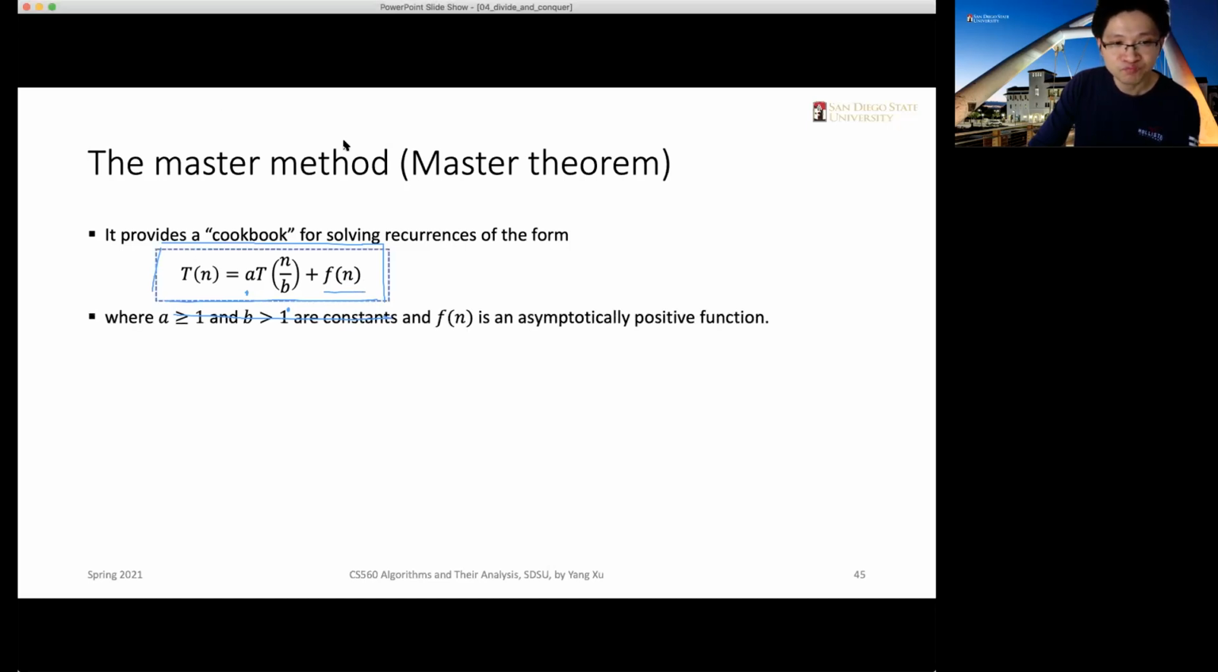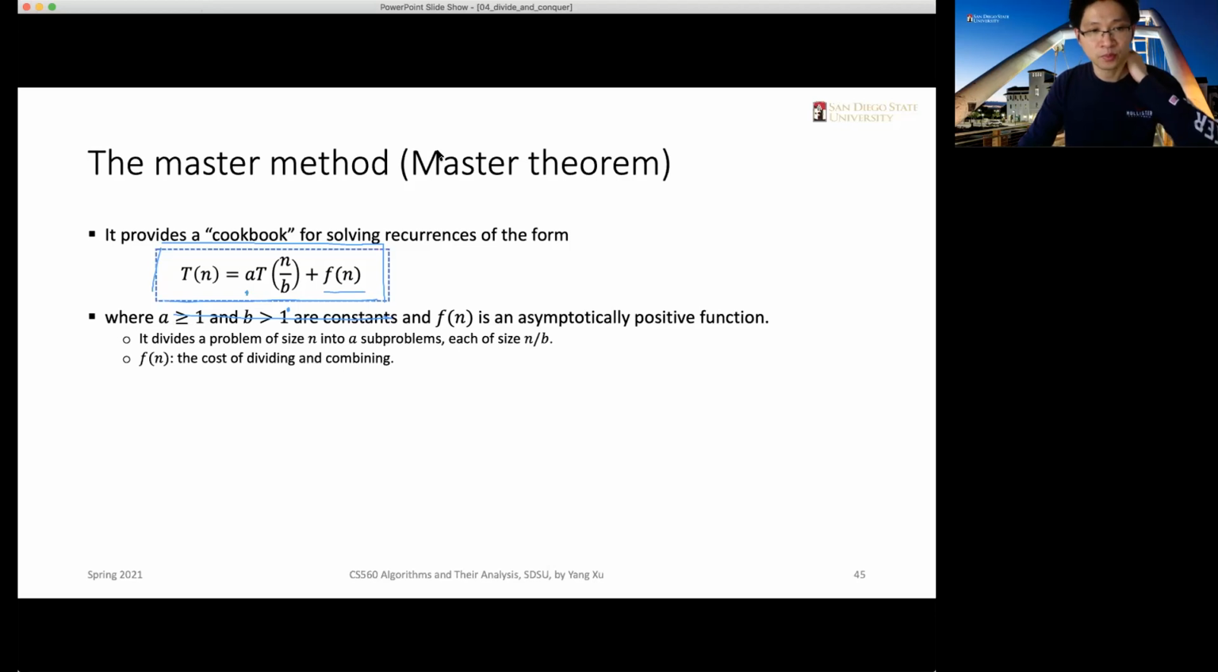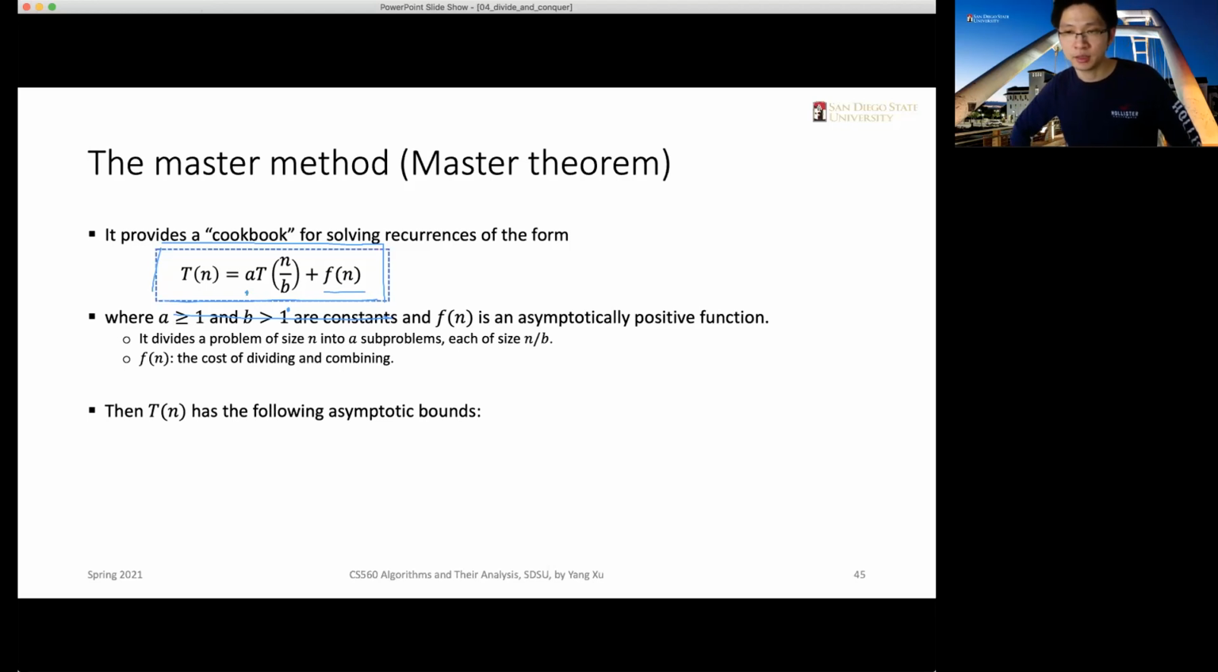These a and b are constants, and f of n is some asymptotically positive function. That is the only requirement we place on f of n. So given this form, the master method says that we can directly obtain the solutions for T of n. We will have 3 conditions.